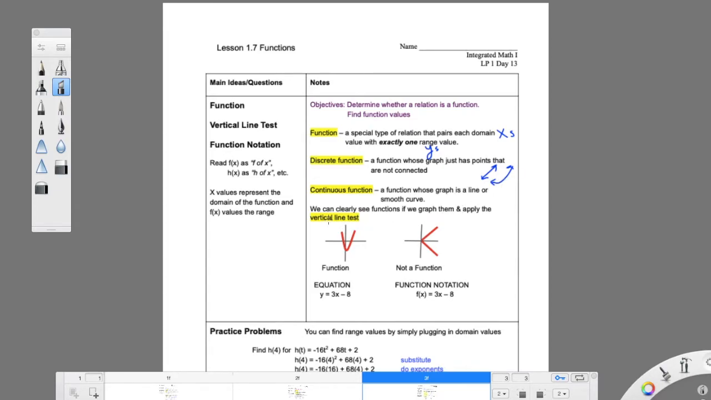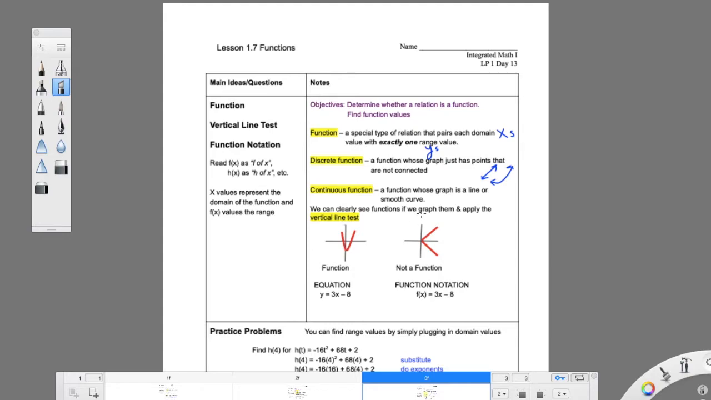We can clearly see functions if we graph them and apply the vertical line test. So if I were to draw a vertical line, we can even see the y-axis is a vertical line here. I can draw a vertical line anywhere I want on this graph, and as long as I don't curve it, it's not going to cross any point of that graph more than once. That's how it breaks the rules, if it crosses more than once.